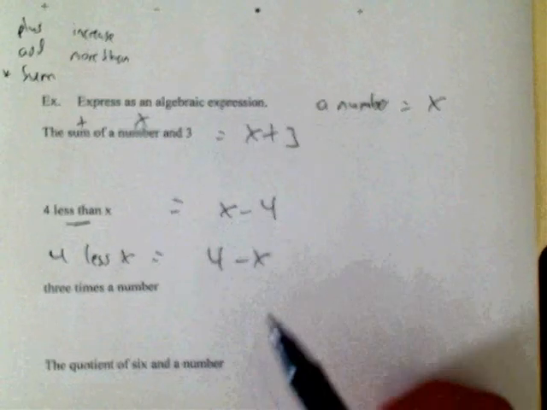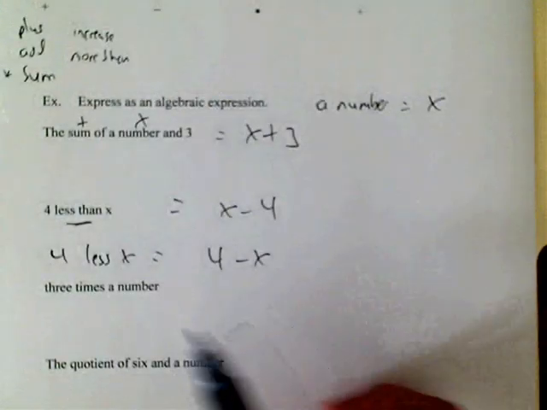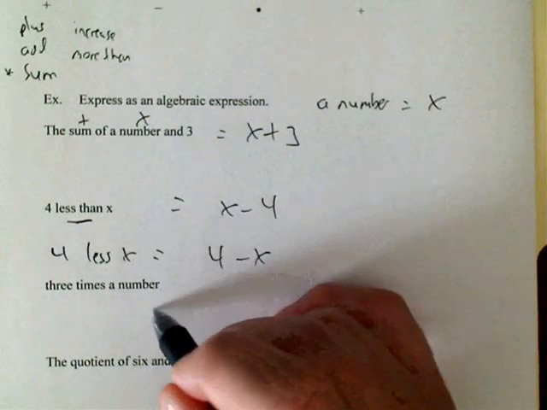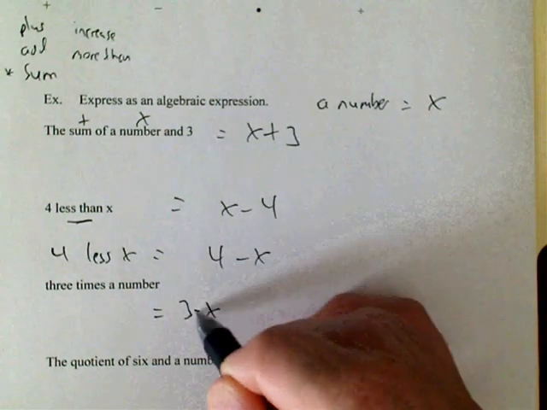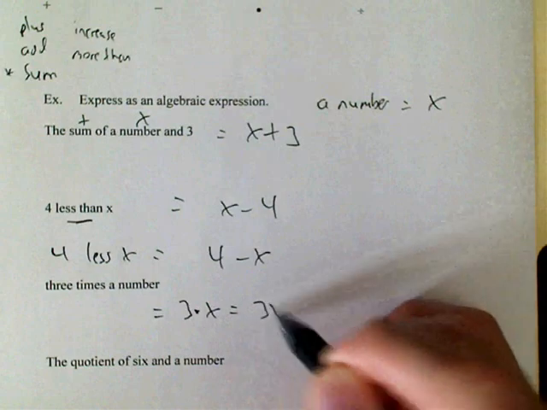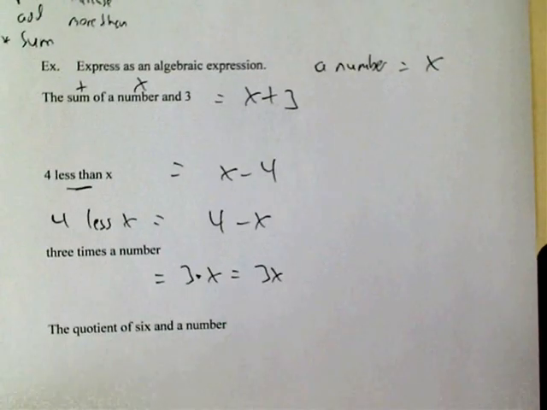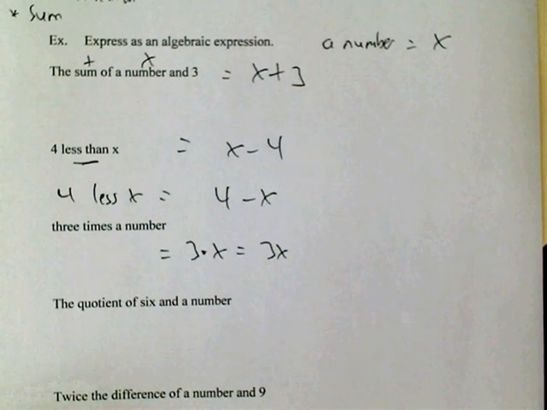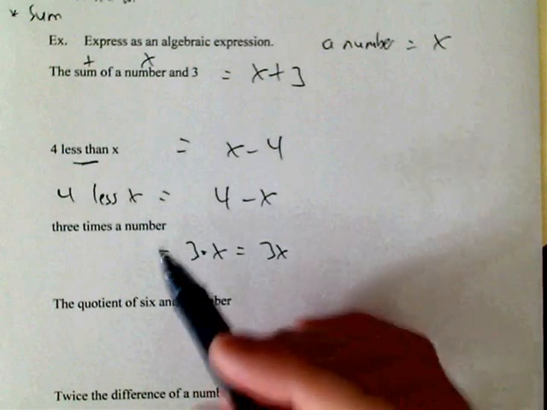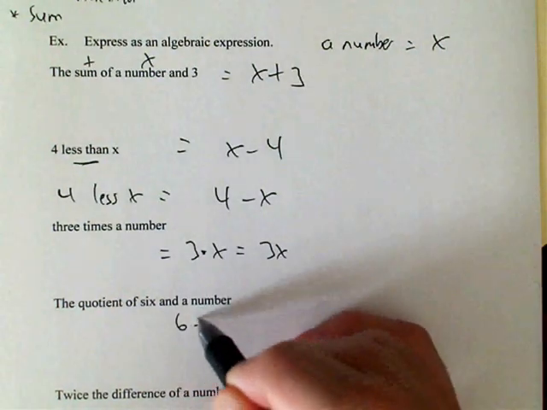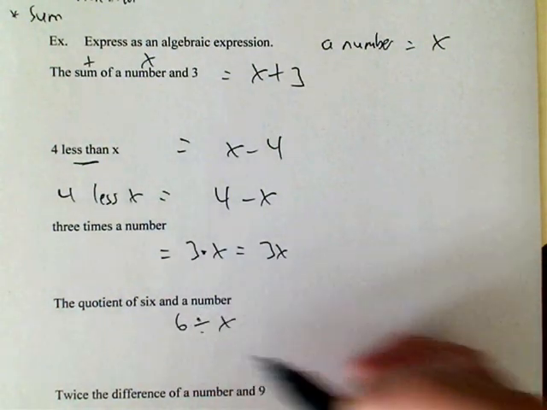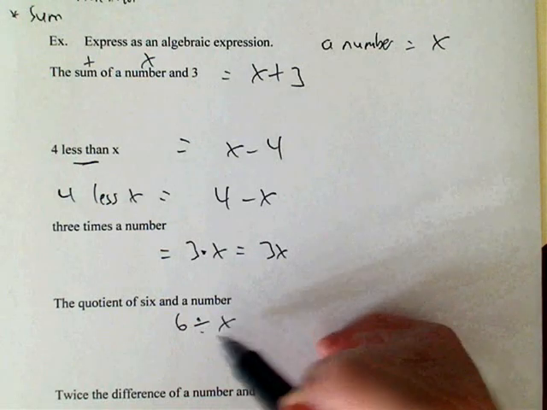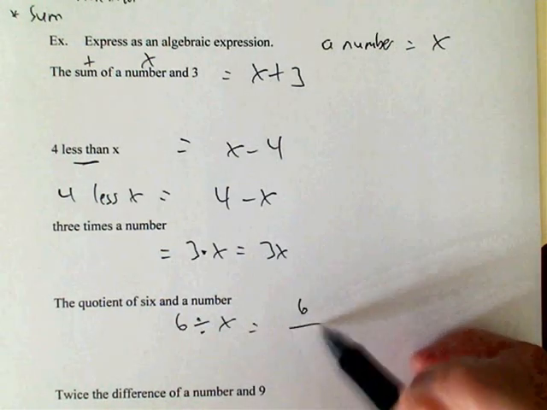3 times the number. 3 times the number is the same as 3 times x, or just 3x. The quotient of 6 and a number. Let's look at the quotient of 6 and a number. Quotient means to divide. And so we're going to take 6 and we're going to divide it by x, because then we're going to use a number as x. It's the same as saying 6 divided by x.